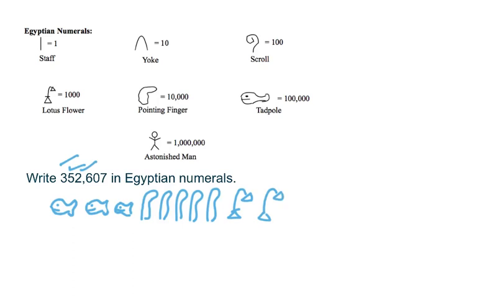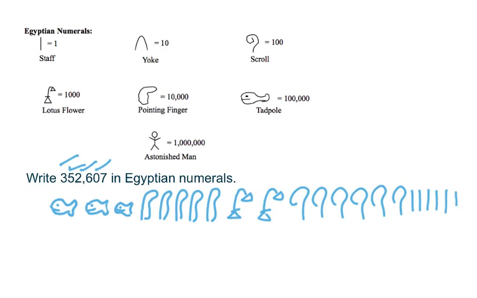Like that. That's the 2,000. Then for the 600, we would need 6 of the scrolls. 1, 2, 3, 4, 5, 6. We would have no 10s, so no yolks, but finally 7 staffs. 1, 2, 3, 4, 5, 6, 7. It takes up a lot of space.